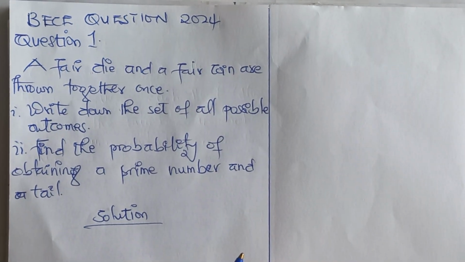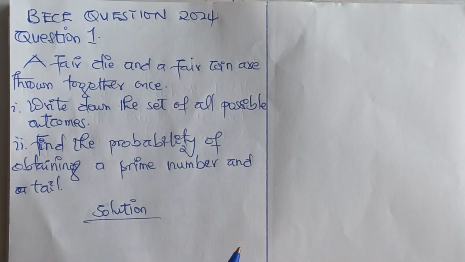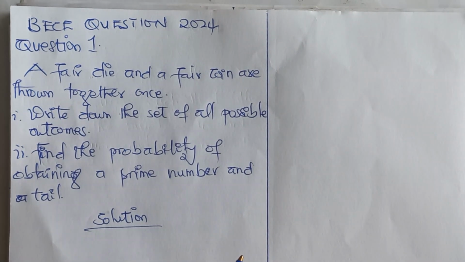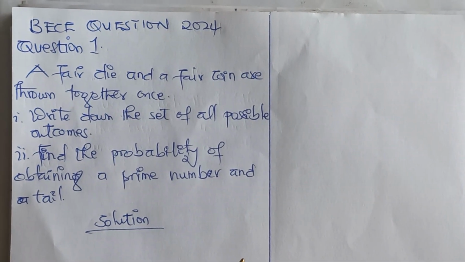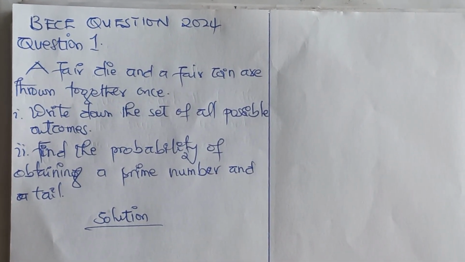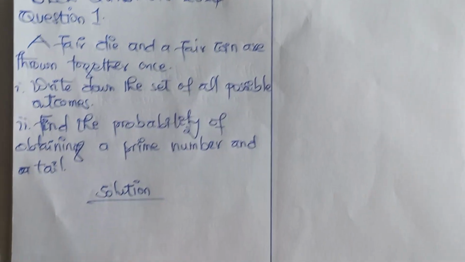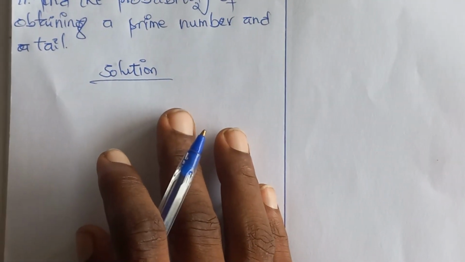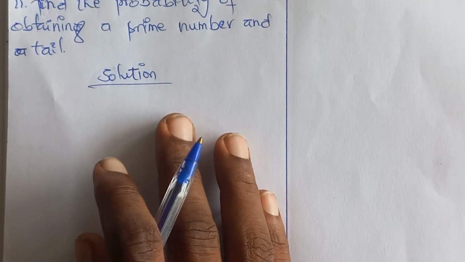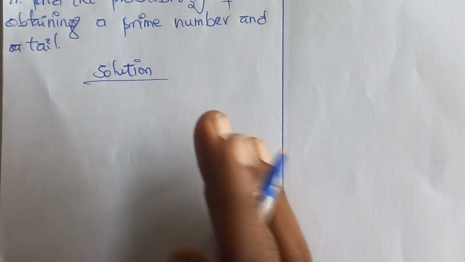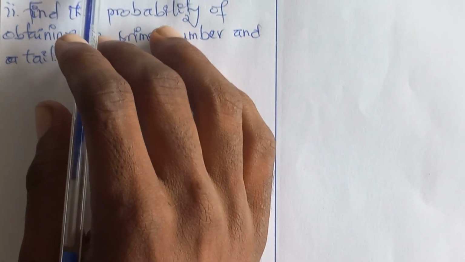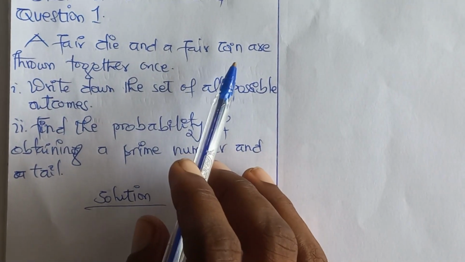Okay, so this is the question, BECE 2024 past question, mathematics. So let's try to solve this. First of all, this question is under probability. It's a probability question, so it's talking about a die and a coin.